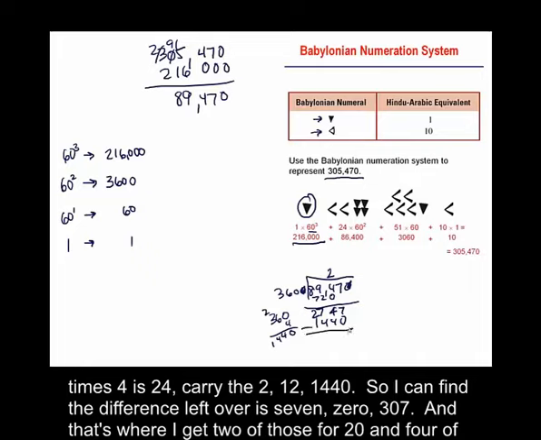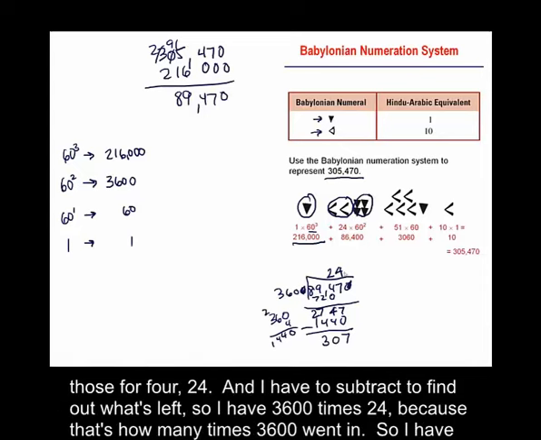So I can find the difference left over is 7, 0, 307, and that's where I get 2 of those for 20 and 4 of those for 4, 24. And I have to subtract to find out what's left, so I have 3,600 times 24, because that's how many times 3,600 went in.